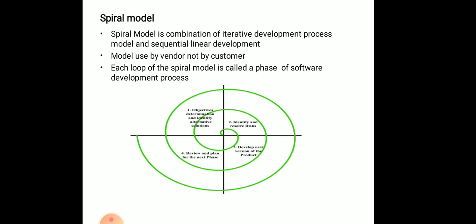Then develop the next version of the product. After solving all problems, develop the next version of this product. Review and plan for the next phase. Here we see the cycle. When we complete the first loop, then we complete the first phase. When we complete the next loop, then we complete the second phase.